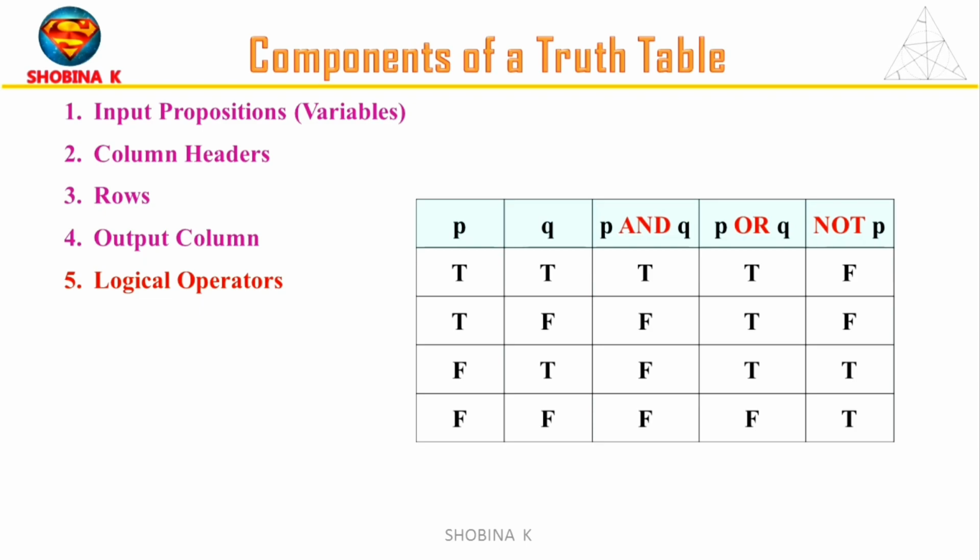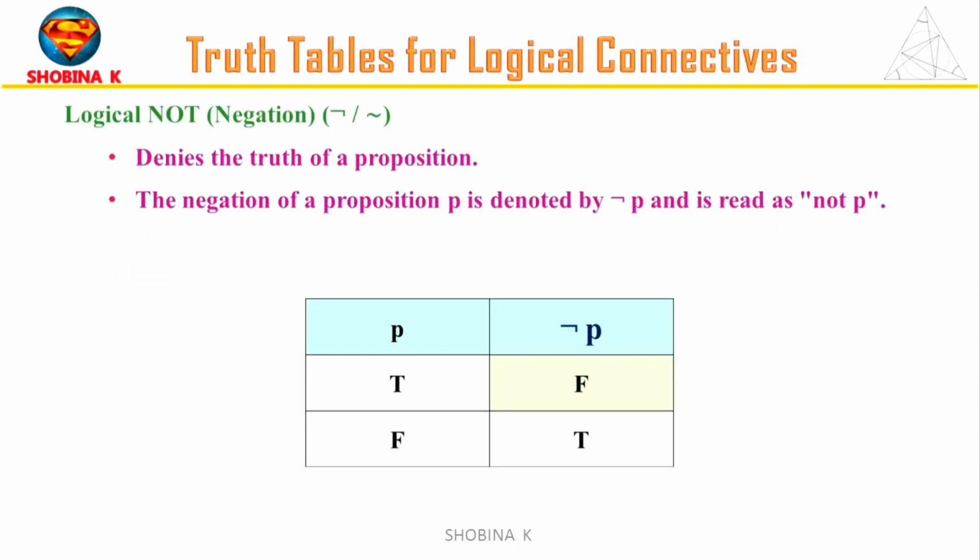In this example, P and Q are the input propositions or variables. P and Q, P or Q, and not P are the columns representing the logical operators. Each row represents a different combination of truth values for P and Q. The truth values in the P and Q, P or Q, and not P columns represent the outcomes of these logical operations for each row. Let's delve deeper into the explanation of these truth tables for common logical connectors.